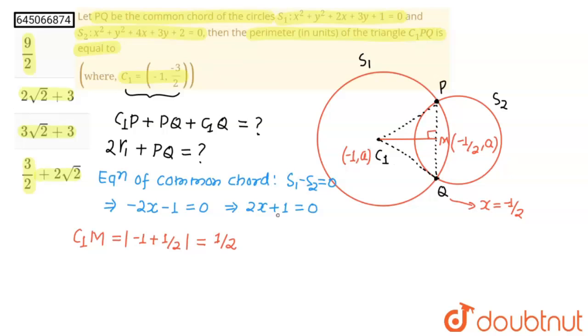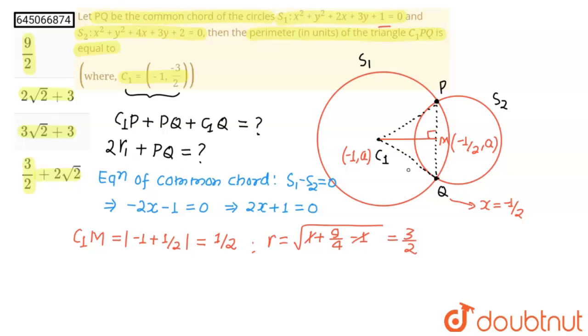Now we have to find the radius. So r will be equal to root under g square plus f square minus c. The x coordinate of the center squared, plus the y coordinate of the center squared, minus this constant. So minus 1 square will be 1, plus minus 3 upon 2 square, this will be 9 upon 4, minus c, and c is 1. So this both will get cancelled out and we will get radius 3 upon 2.